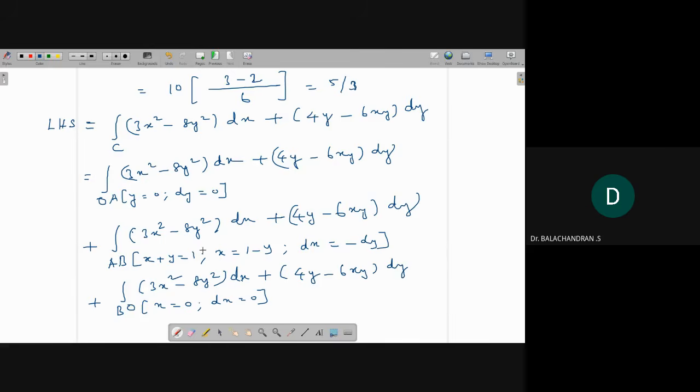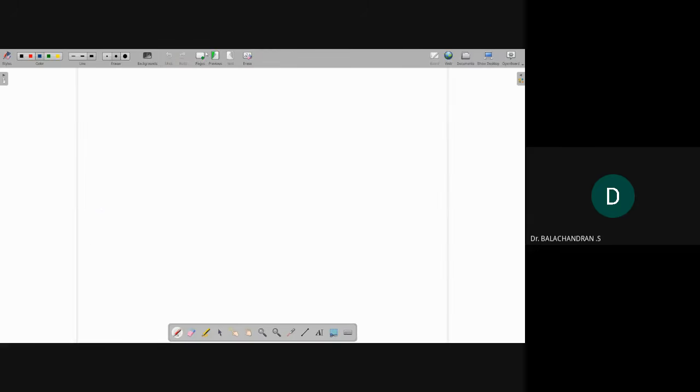Now, it is better to evaluate one by one. I think you can do simultaneously, no problem. Maybe in the next problem you can do separately. If you want, this problem also you can do it separately. First we calculate this and then we calculate this and then we can calculate this.